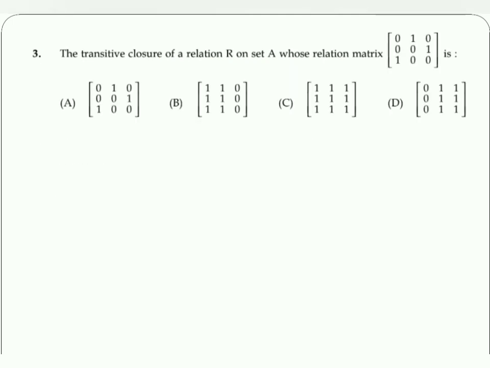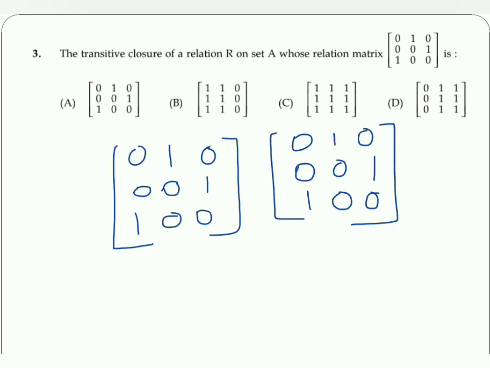The transitive closure of a relation R on set A whose relation matrix is given. Transitive closure follows a property: if (A, B) and (B, C) are in the relation, then the relation must satisfy (A, C) also. That is the transitive property. So we can find the transitive closure in that way, or we can easily find it by multiplying the matrix with itself.